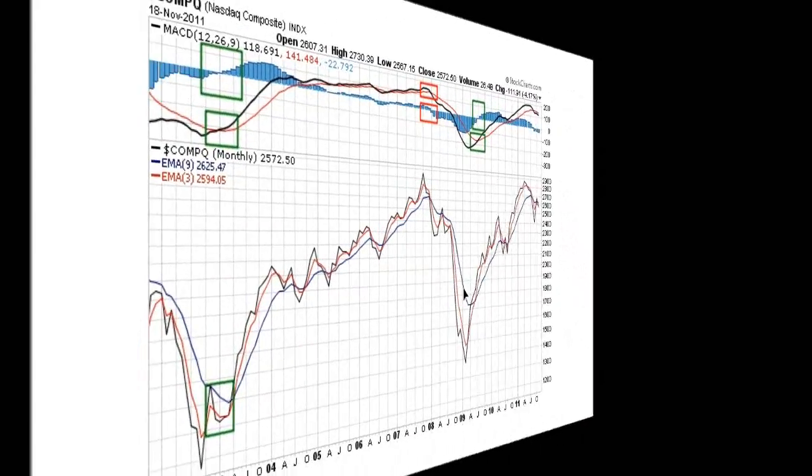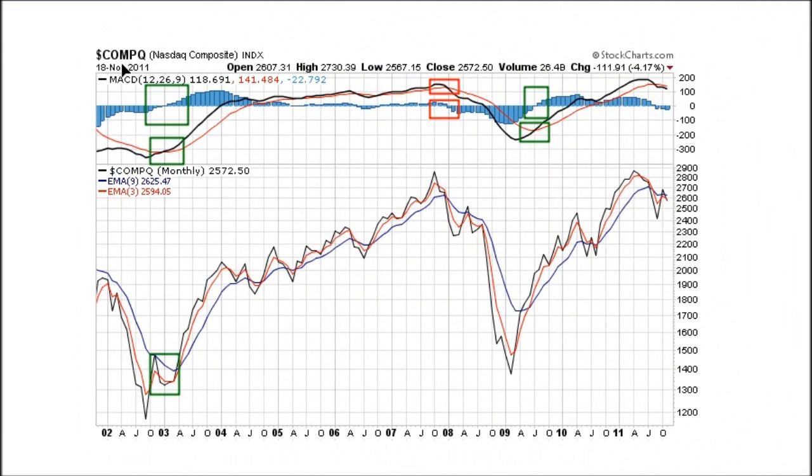This is a monthly chart of the NASDAQ Composite Index. These are exponential moving averages on this monthly chart. We've been over these things before. When the shorter red exponential moving average moves below the longer blue exponential moving average, that tends to be bearish. We got a bearish cross here. We got a bear market. We got a bullish cross here. We got a bull market.